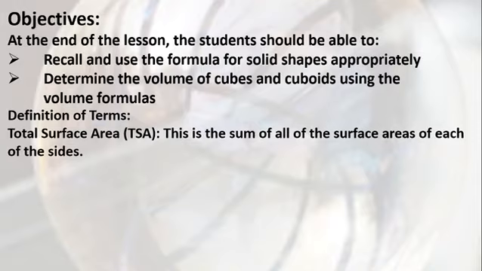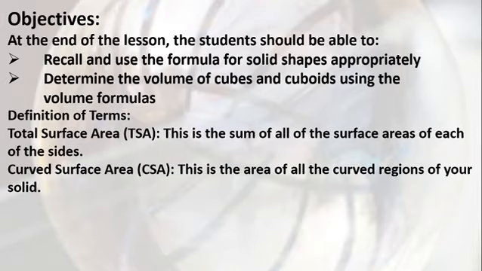Also, we have what is called the CSA, that's the curved surface area. And for the curved surface area, it is the area of all the curved regions of your solid. So if you have a curved surface, for example, like your cylinder, it has a top and a bottom, and then both are connected by this curved surface.